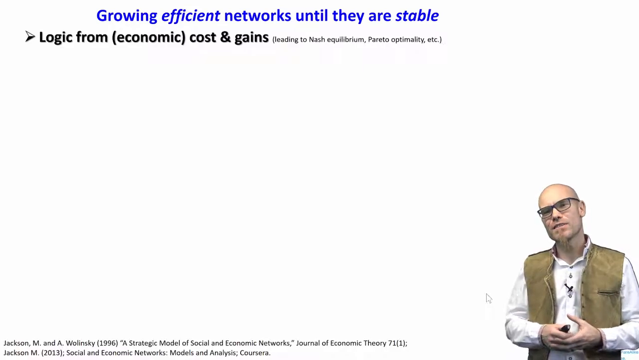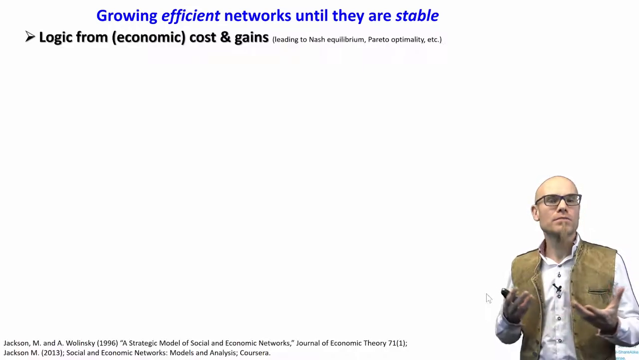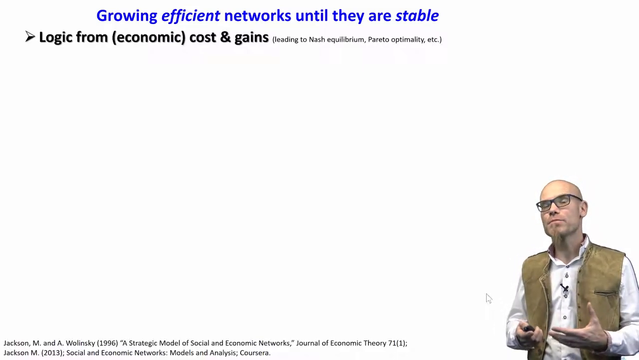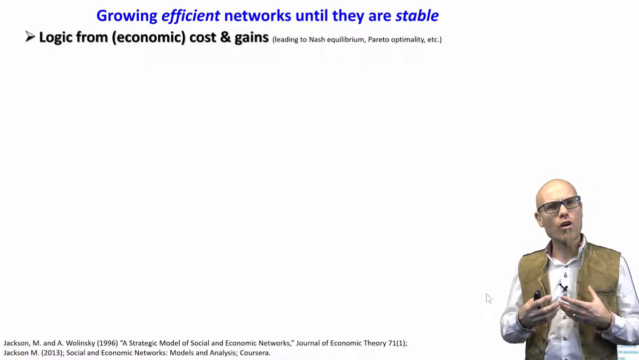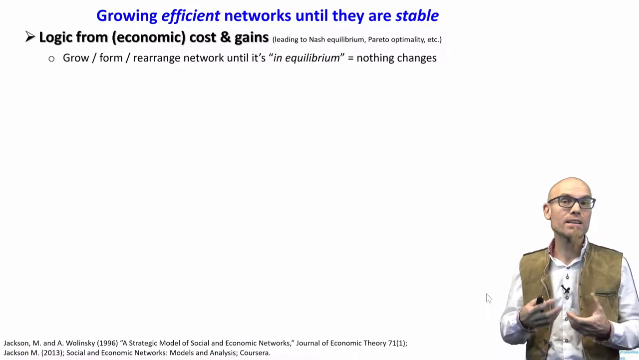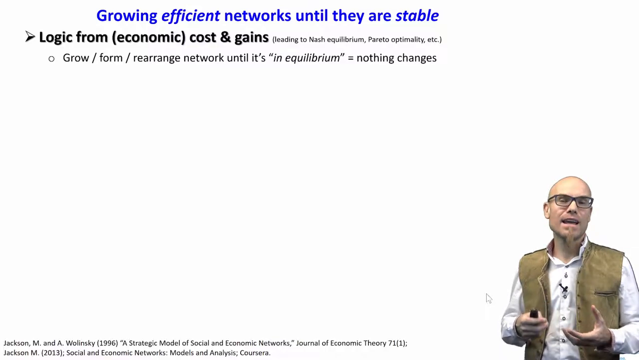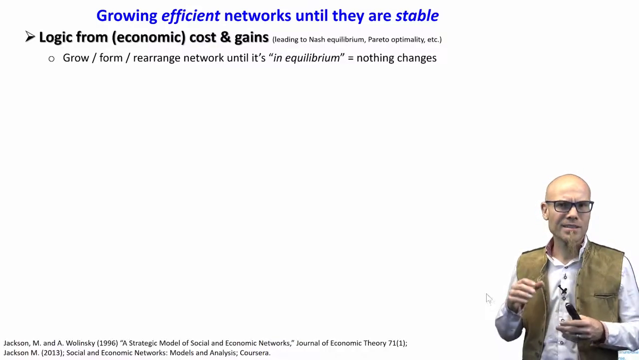So we go with this setup. Basically, with the basic assumption, which is a very reasonable assumption, that making connections has benefits, but also costs. And then we grow and rearrange and form the network. We add, for example, links. You could also add nodes. But let's go by adding links that have certain costs and gains until we are in equilibrium.